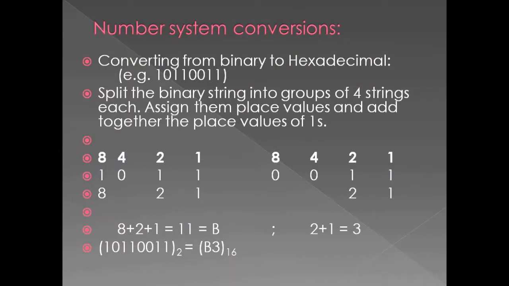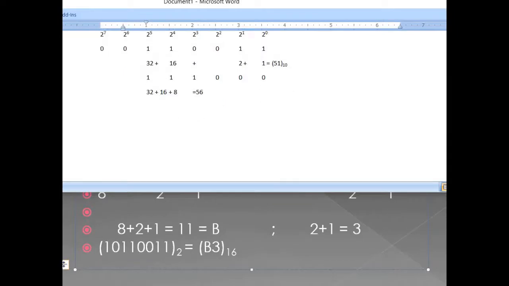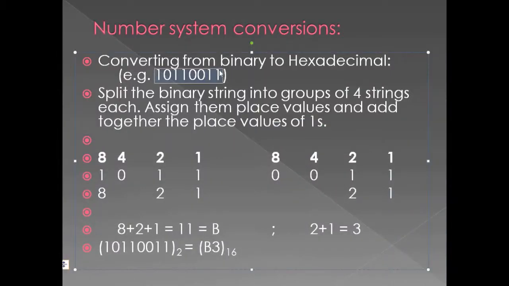Next, converting from binary to hexadecimal. For example, this number 10110011. Split that binary string into groups of 4, assign them place values, and add together the place values of ones. Now this is rather easy. We have 8 numbers, convert them into groups of 4s. 1011, this would be the first, and 0011, that would be the second.